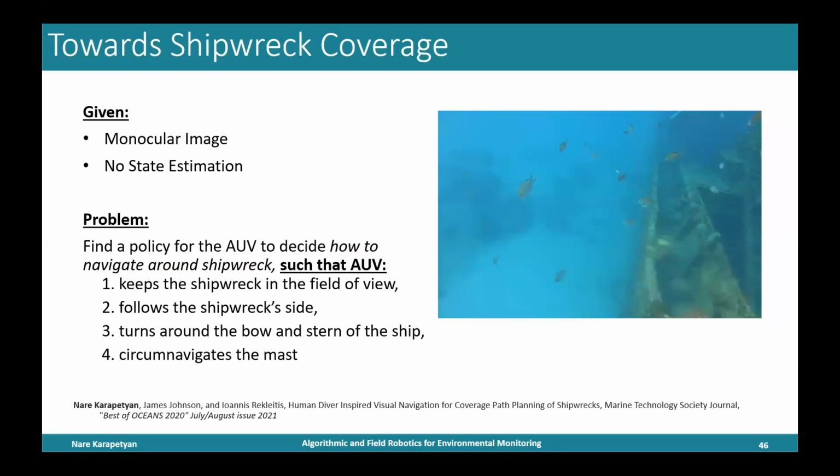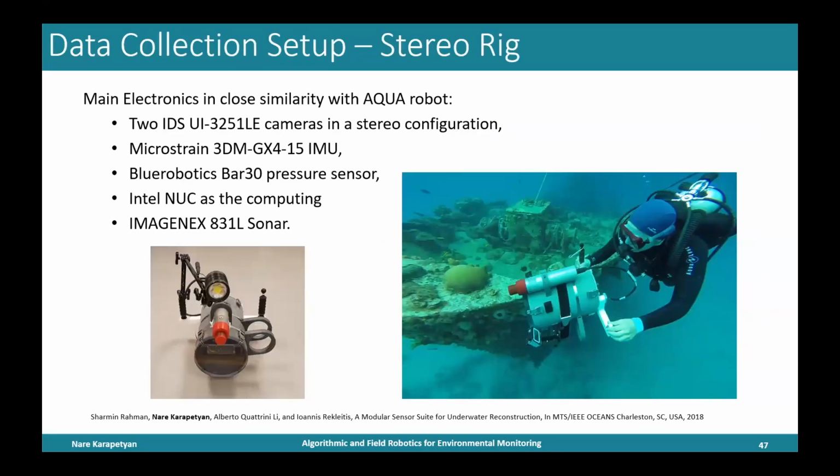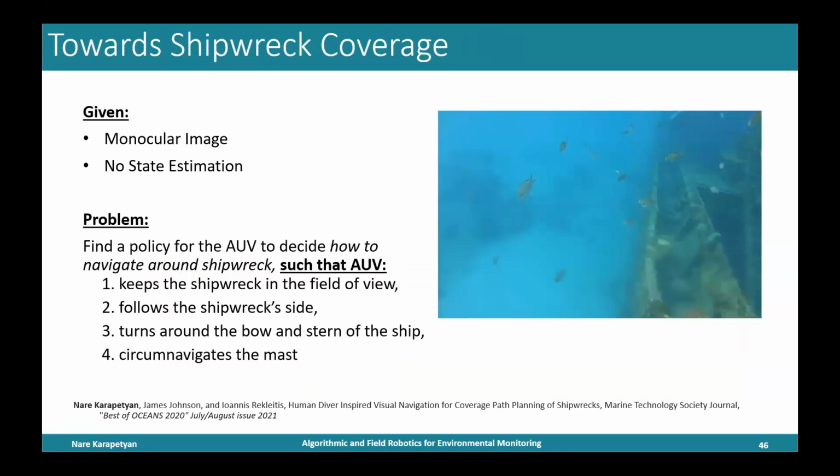So we did exactly that. We used that information to define the problem in the following way. We are given a monocular image, the perception of the robot, and we do not rely on the state estimation. So how can we find a policy that will make sure that our underwater robot is following the shipwreck, in a way that we are defining the following four motion primitives that we believe, in combination, might help us to eventually perform complete coverage of these complex structures.